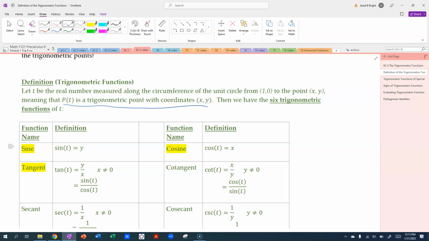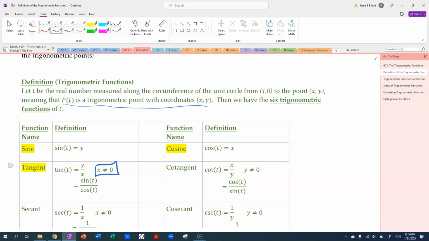These highlighted yellow ones are the main ones that we use. The other one is tangent, abbreviated tan. When we calculate tangent of the arc length, again a function, we get the y coordinate over the x coordinate. Since sine is y and cosine is x, we can also write this as sine t over cosine t. An important caveat is that when we're working with tangent, the x coordinate must not be 0. Otherwise, we're dividing by 0, and bad things happen.